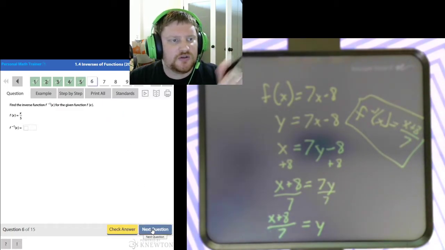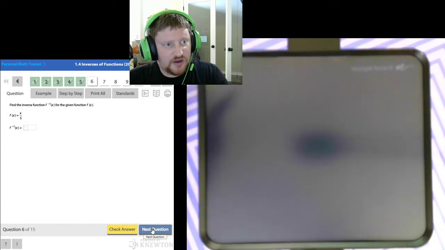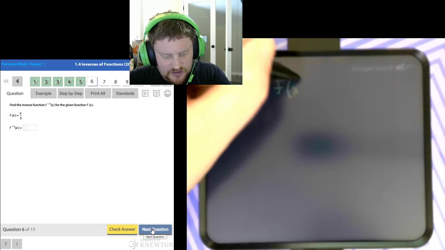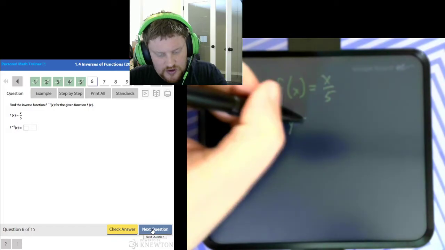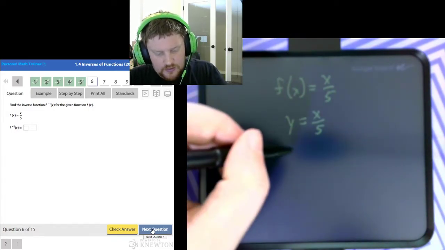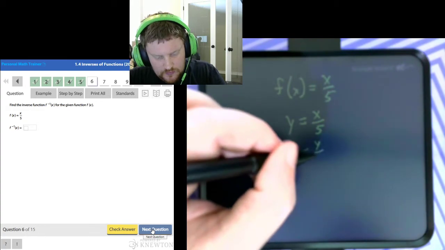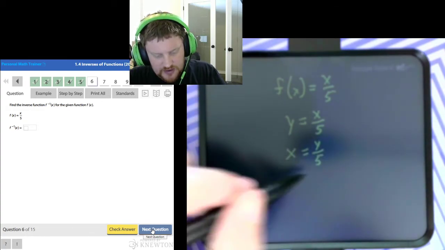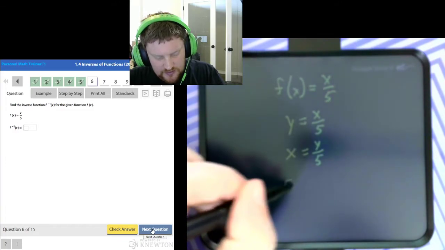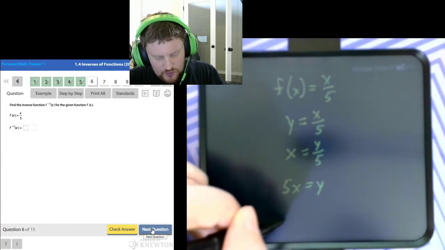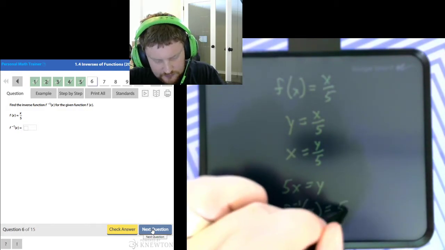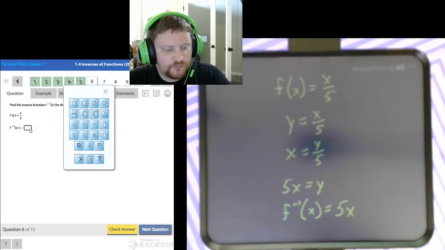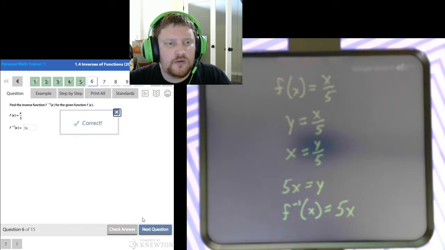Alright, next question. Once again, same thing. They've given us f of x equals x over 5, f of x changed to y, switch x and y, PEMDAS backwards, divided by 5 means multiply by 5, change y to f negative 1, or f inverse of x. That's all there is to it.